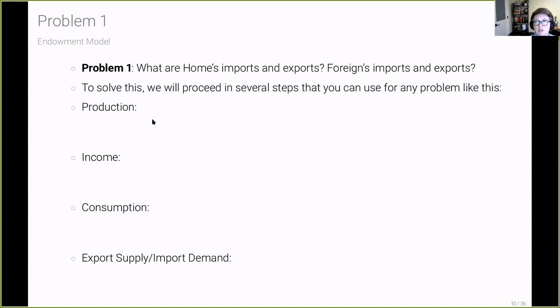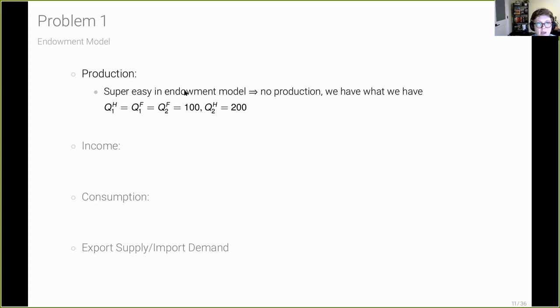When I say production, in the endowment model it is just what I'm endowed with. So there's no production in the endowment model. The analog of production is just what I'm endowed with. Starting with production, it's super easy because we don't really have production. We just have what we have. If we are given a certain endowment of goods, then that is equivalent to our production, quote unquote, in this model. And here, note that the typo is fixed. So sorry about that earlier.